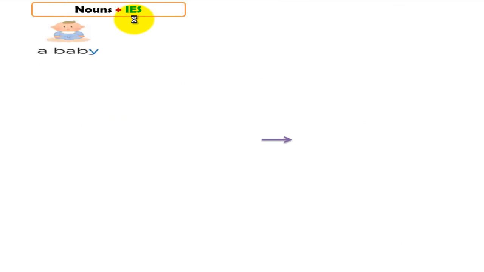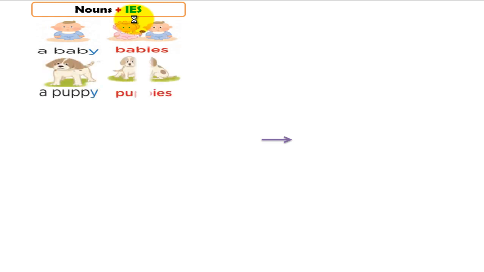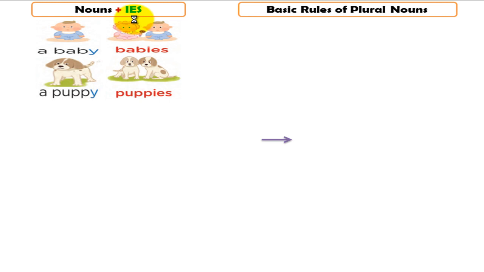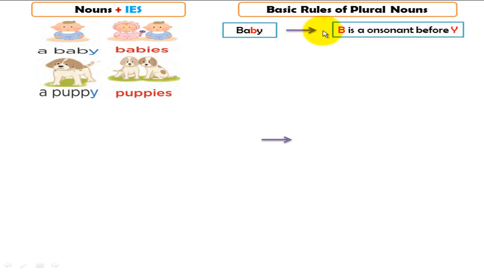There are nouns that end in IES. For example, a baby becomes babies. A puppy becomes puppies. The basic rules. So for example, baby, what comes before Y? We look for Y, and what comes before Y? We will see that there is B. So B is a consonant before Y.